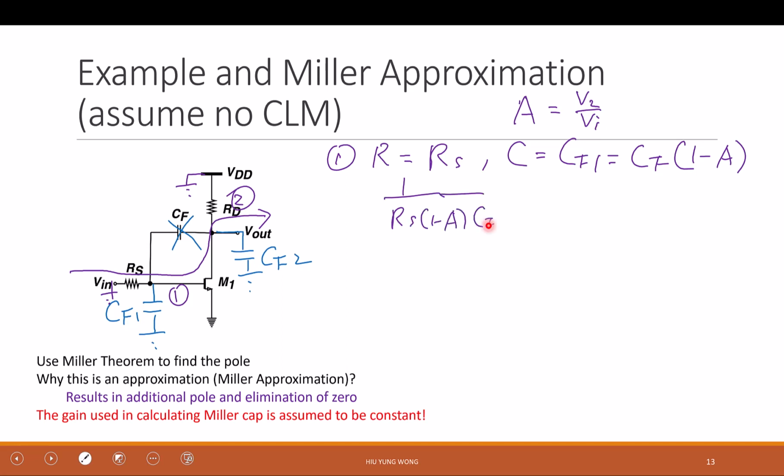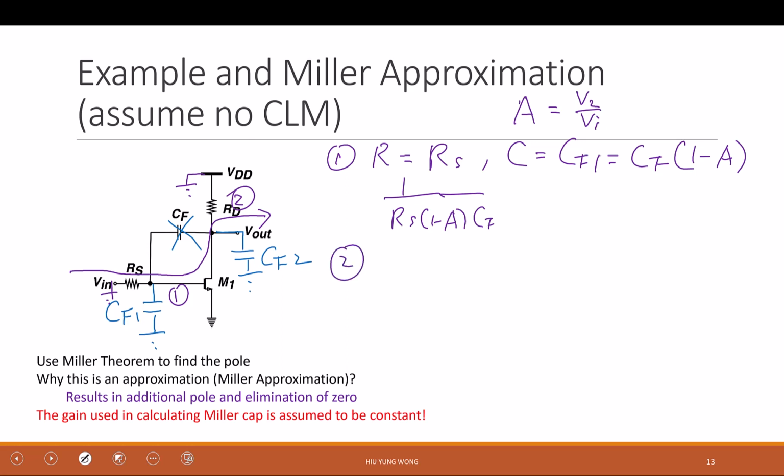Do you see this? A small CF, I have a very large denominator. Then you have a very low frequency. Your 3 dB gain is going to come very early. And that's the problem of the so-called Miller effect. You will learn this in digital circuits. I only have a very small capacitor between the gate and the drain. Later you learn CGD is small, but because of the Miller effect, it slows down your transistor. Okay?